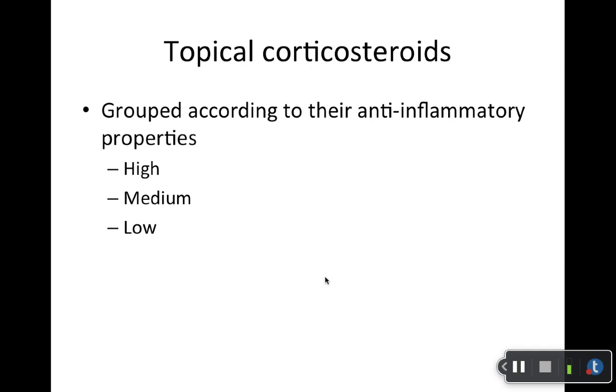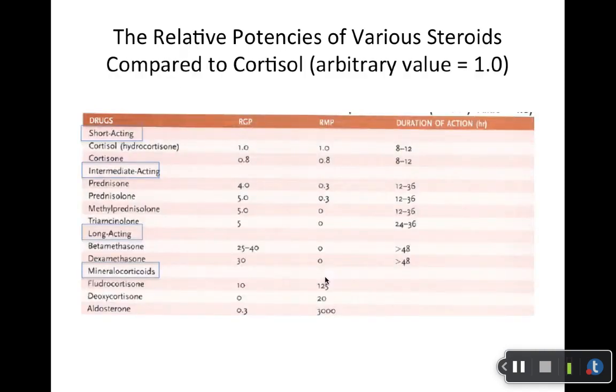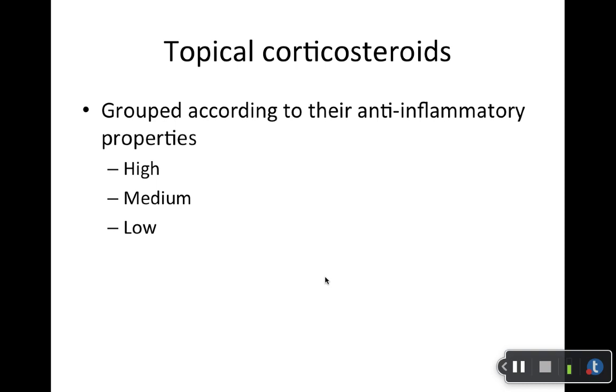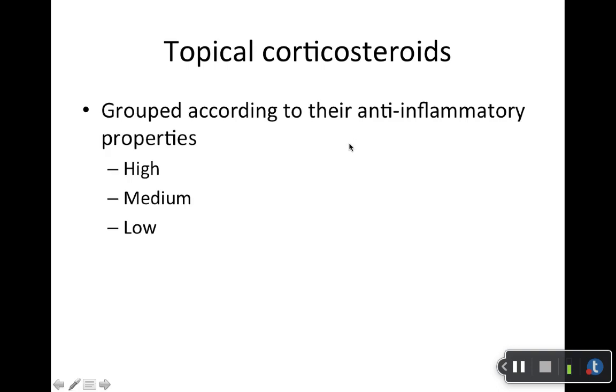We also have topical corticosteroids. These are grouped according to their anti-inflammatory properties, so not exactly the way it's lined up on this table. Again, hopefully it's not confusing, but these are grouped according to their anti-inflammatory properties: high, medium, and low. Low potency, you can get some of these over the counter, hydrocortisone. The other ones are prescription only. These low potency ones are best used in the more sensitive parts of the body, so face and eyes, because as a general rule, all of these topical corticosteroids have the adverse effect that they can cause problems with the skin. In particular, they can cause thinning of the skin.